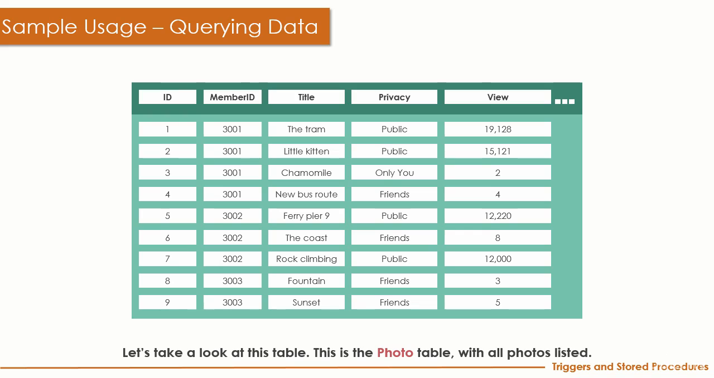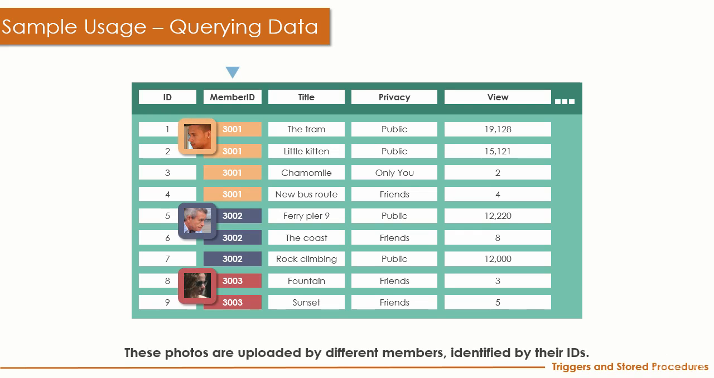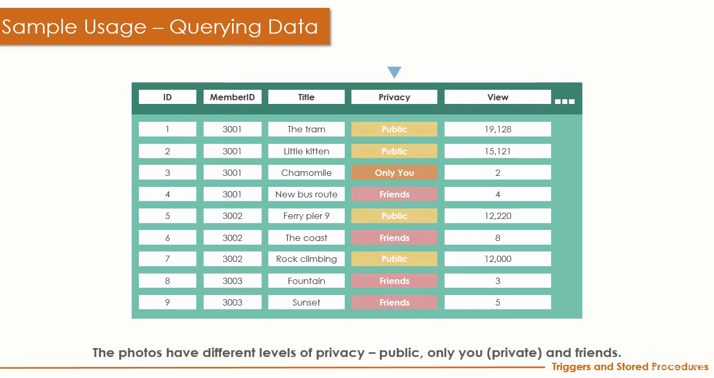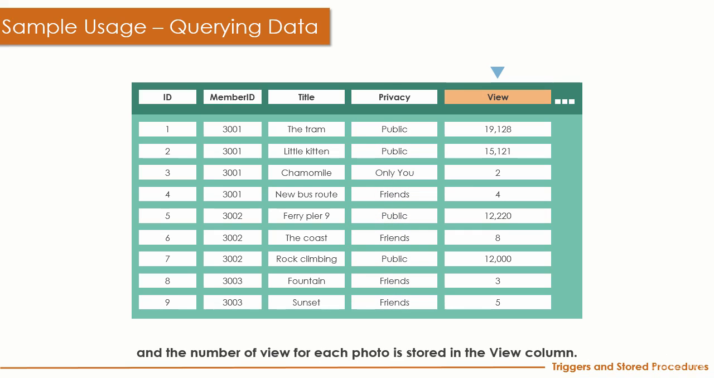We have a photo table to store the photos, and you see there is a member ID column storing who uploaded the photo, who owns the photo, and we have a privacy column which shows the visibility of the photo. Public means everyone can browse the photo. Only you means only you, the owner, can view the photo. Friends means someone in your circle or in your contact list can view your photo. And the third column is the view count.